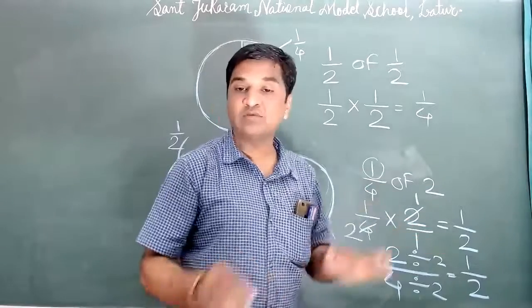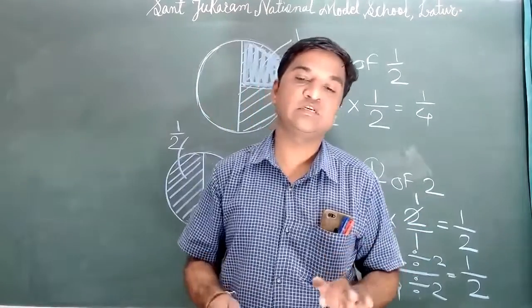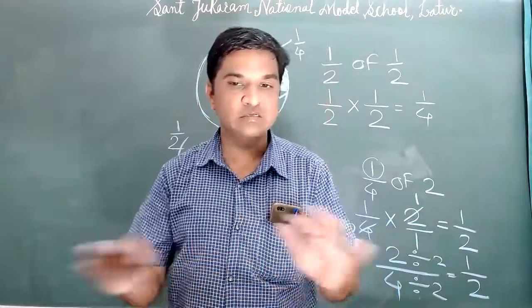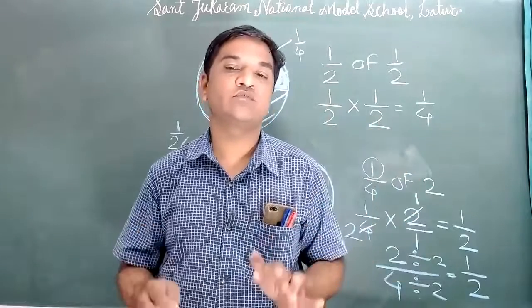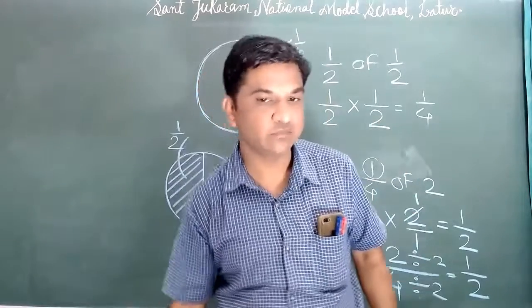We reduce this. Why are we reducing? We have already seen that in multiplication we may have some large numbers, and by reducing these numbers to the lower form, the multiplication will become easy.